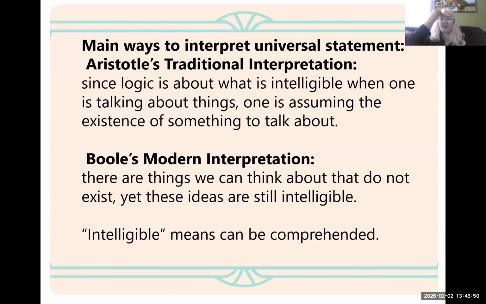Now we have to get into the way to interpret universal statements. There's two ways to think about them prior to doing our logic on them, and we're going to learn how to do both ways of conceptualizing them. So first, I want to talk about Aristotle's traditional interpretation. Okay, so the first way to interpret is called the traditional interpretation, and this is the way that the original person creating categorical reasoning, who is Aristotle, interprets it.